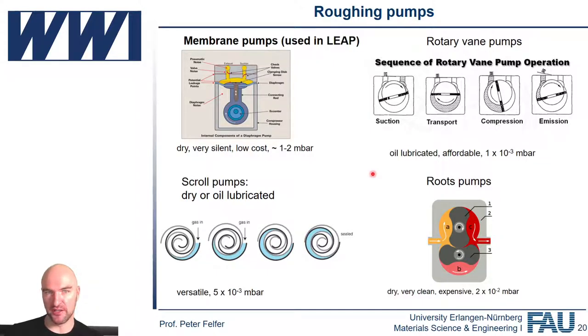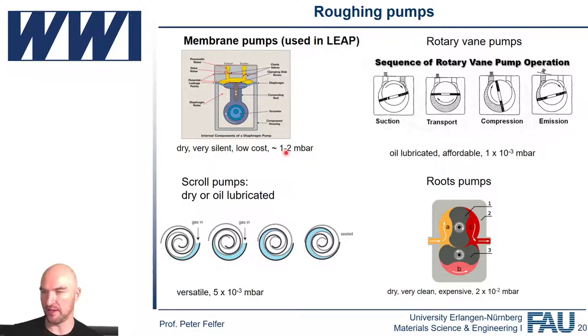Okay, so roughing pumps, essentially we've got four different roughing pump types that are used for atom probe tomography and field ion microscopy. All of them have different upsides and downsides. In the LEAP systems, for example, Cameca uses membrane pumps. They're very simple pumps. You have a polymer membrane, a diaphragm, and a motor that just moves the diaphragm up and down. Then you have valves, opening and closing, that make sure that the gas can only go in one direction. It's a very, very simple system. It's dry, so you don't have any oil in there that could go into your system and ruin your vacuum for good. They're relatively silent, they don't cost a lot of money, and they get you to about 1 to 2 millibars.